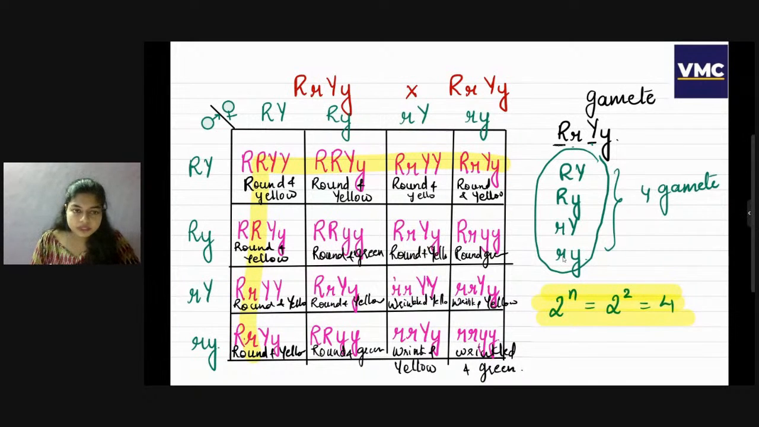So you can see, this will be round and yellow, this is round and yellow, this is round and yellow, and where else is round and yellow? Nowhere else. So 1 2 3 4 5 6 7 8 and 9, so 9 of them will be round and yellow. 1 2 and 3 will be round and green, then this is wrinkled and yellow, 3 will be wrinkled and yellow, and 1 will be wrinkled and green.